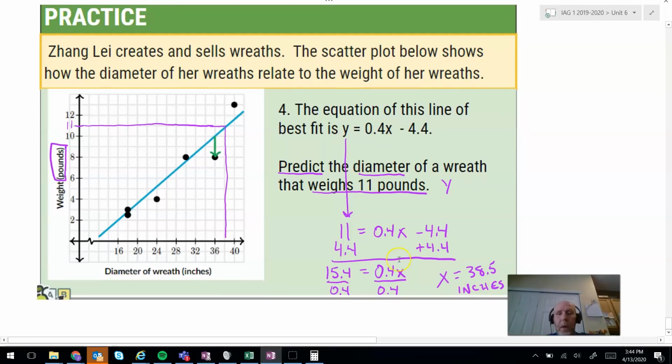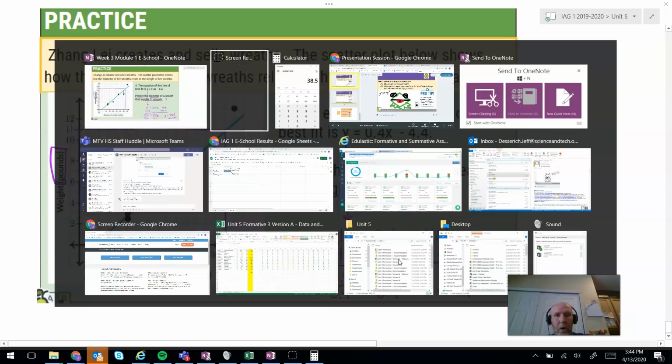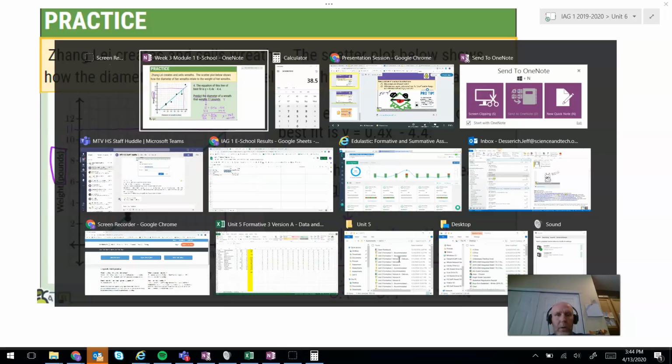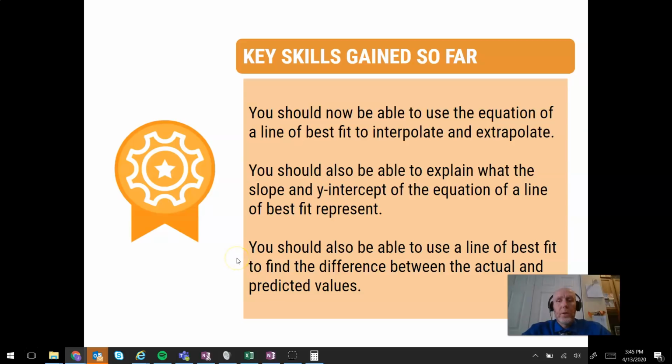All right. So hopefully you can fully meet all these expectations now, being able to use the equation of a line of best fit to interpolate or extrapolate, make those predictions. You should also be able to explain what the slope and the y-intercept represent, just basically that they are predictions of the rate of change and predictions of the initial amount. And you should also be able to use the line of best fit to find the difference between the actual value and the predicted value.